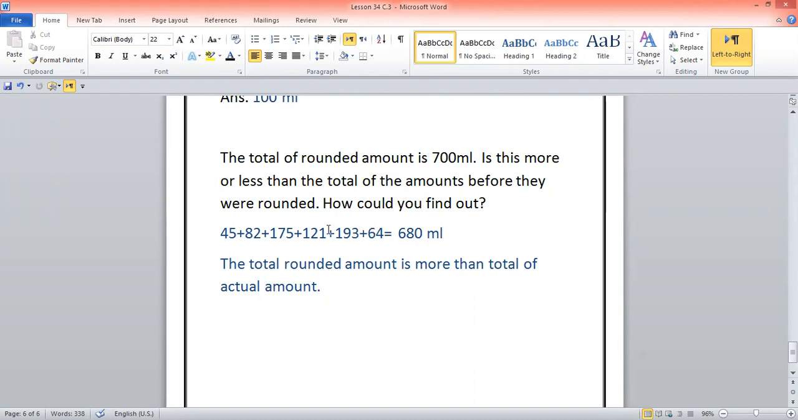4 plus 3, 7, 7 plus 1, 8, 8 plus 5, 13, 13 plus 2, 15 and 15 plus 5, 20. 0 here, 2 carry. 4 plus 2, 6, 6 and 8, 14, 14 and 7, 21, 23. 23 plus 9 equals 32, 32 plus 6, 38. 8 here, 3 carry. So 3 plus 1, 4, 4 plus 1, 5, 5 plus 1, 6. The answer is 680.